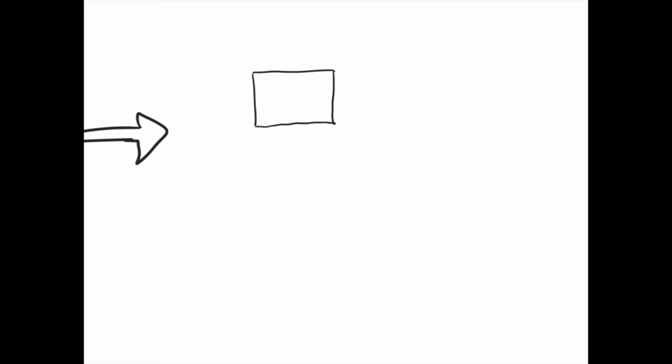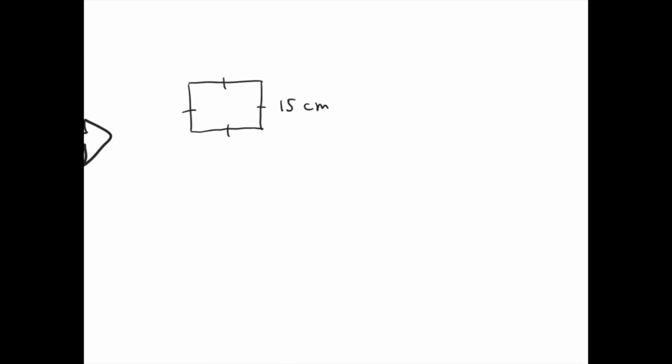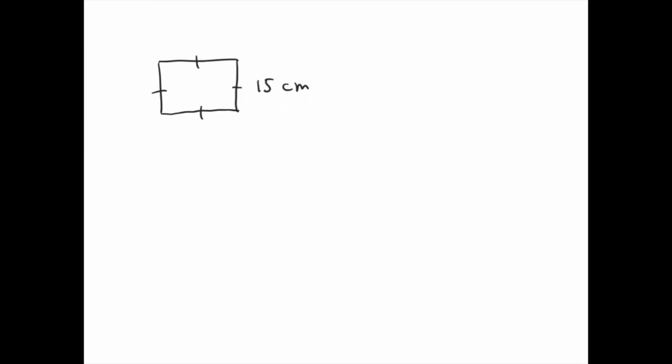So let's try a couple on your own. So try this one. Here's a square. I'm going to tell you the side length, and let's say it's 15 centimeters. So, using the rule, what is the perimeter? 4 sides, one of them is 15. Pause the video, work it out, and then come back and let's see what the answer is.